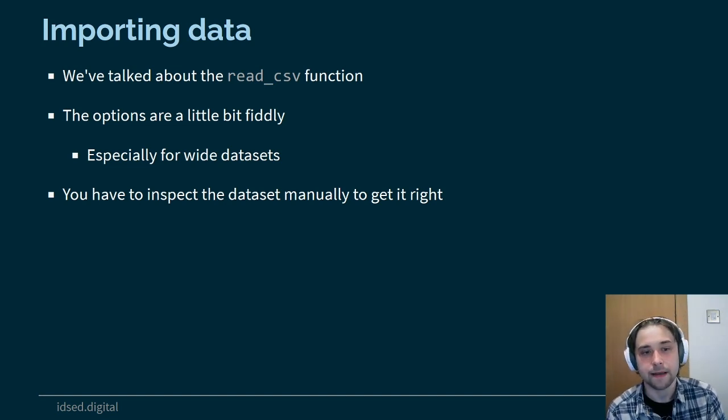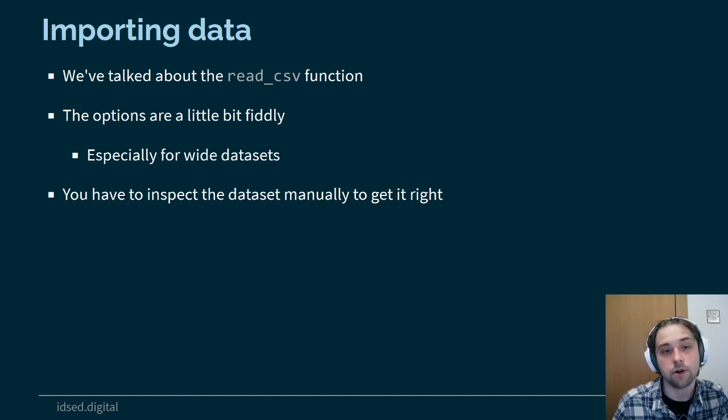But the options are a little bit fiddly. And this is especially true if you have datasets with lots of different variables, fairly wide datasets. You might have to look at the data type for every single column and pass that to the function. And you also usually have to inspect the dataset manually to get it absolutely right. First time at least, you need to open it in a text editor. So double clicking on a CSV file will usually open it in Excel if you have Excel installed on your computer. And that's not going to help you. You need to right click and open it with Notepad, or open it through RStudio so that you can actually see what delimiters are used between the values.